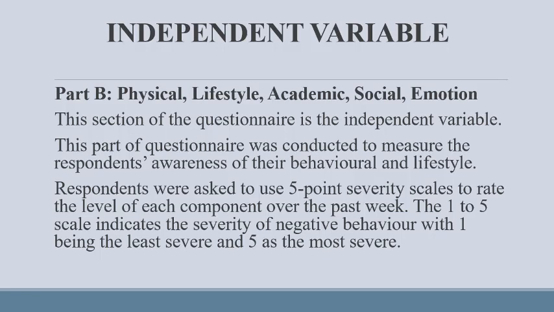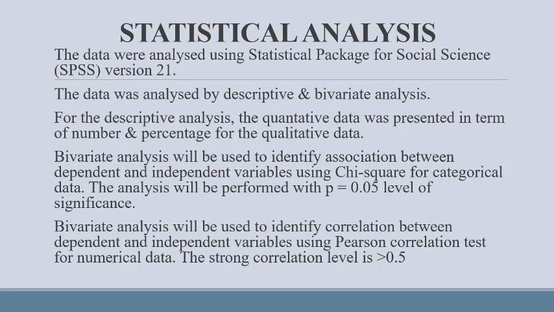Respondents were asked to use 5-point severity scales to rate the level of each component over the past week. The 1 to 5 scale indicates the severity of negative behavior, with 1 being the least severe and 5 the most severe. For the statistical analysis of this research, the data was analyzed using the Statistical Package for Social Sciences version 21.